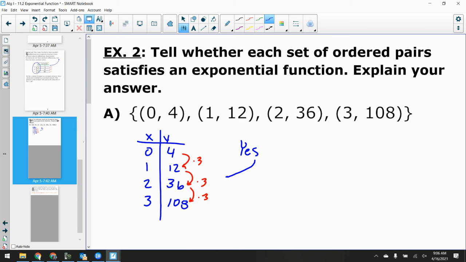Now, it didn't ask for this, but we could write out this equation. What's my starting value? 0, comma what? 4 is my starting value. You always look for your 0, comma 4. What's my r value? And that's my function. y is equal to 4 times 3 to the x. y is equal to 4 times 3 to the x. Go ahead and do the next one. Put it as a table.